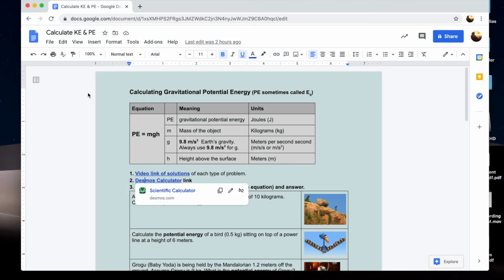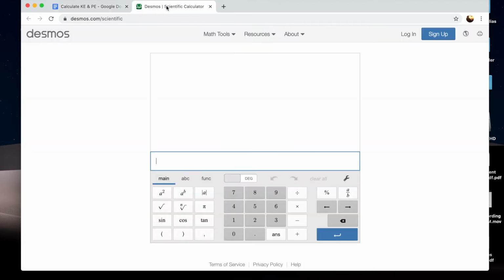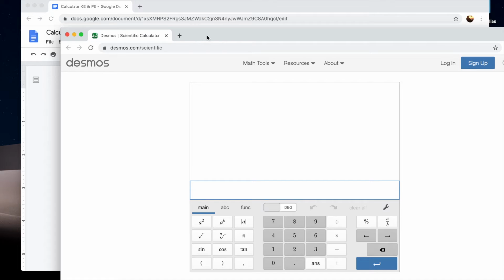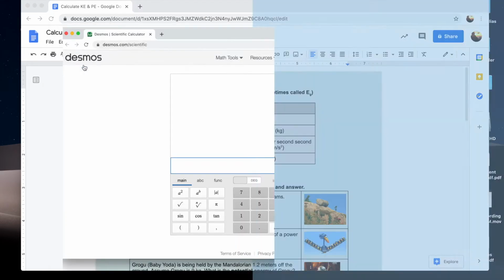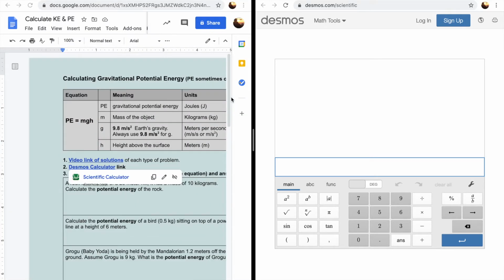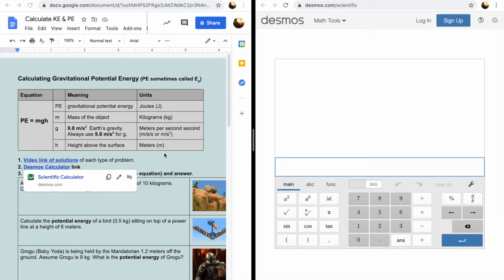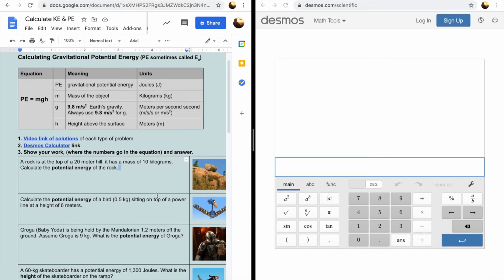Hey everybody. Today we're going to take a look at calculating kinetic and potential energy. At this point, you've got the video link open. What I would do is open this Desmos Scientific Calculator and pull that into a side-by-side, so you can take a look at what's going on there. Okay, I'm going to do a couple of these problems just to give you an idea.